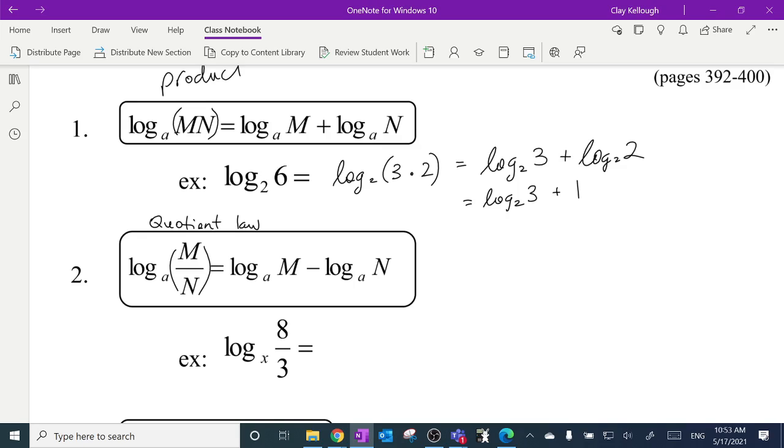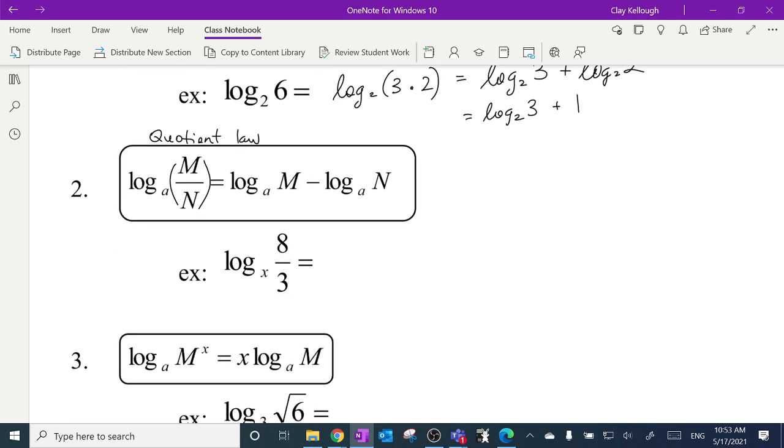So for example, I could say log to the base x of, oh, wait a minute, it's already written down for me. I'm writing down the example like it's not there. Sorry, it's right here. Log to the base x of 8/3 is the same as saying log to the base x of 8 minus log to the base x of 3.